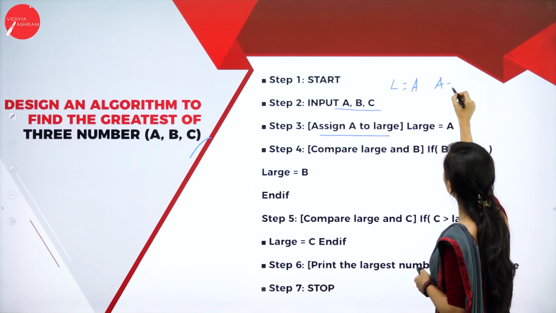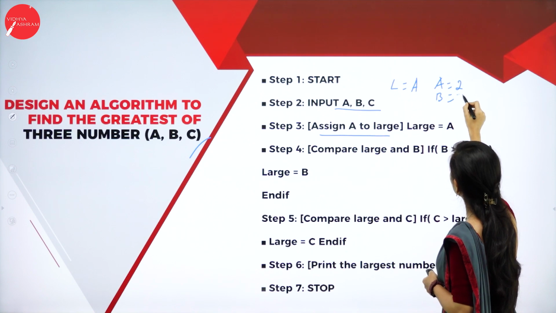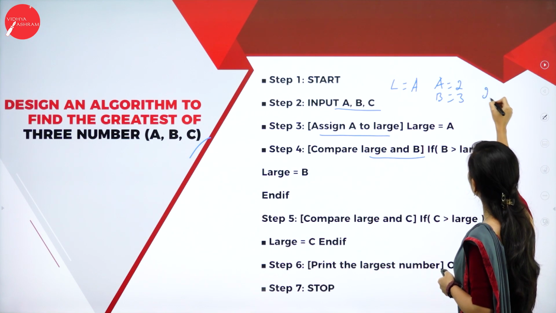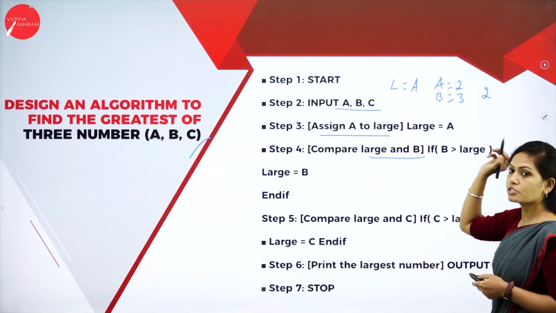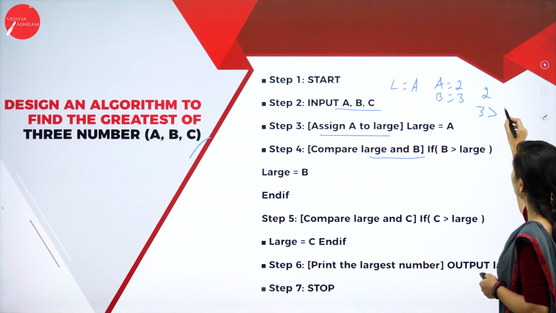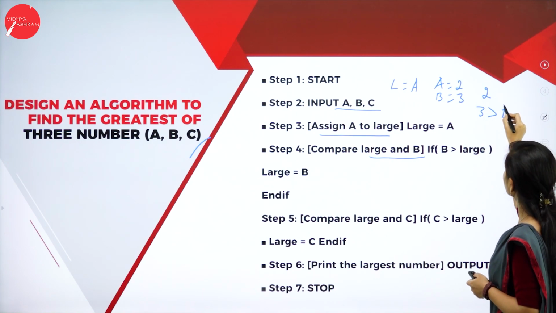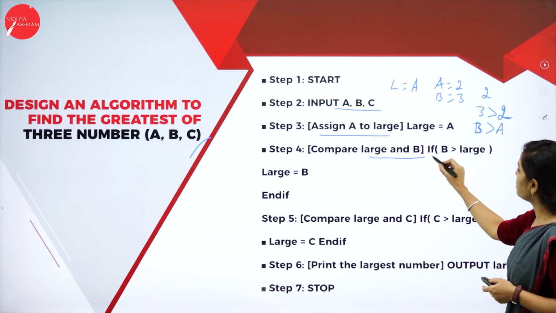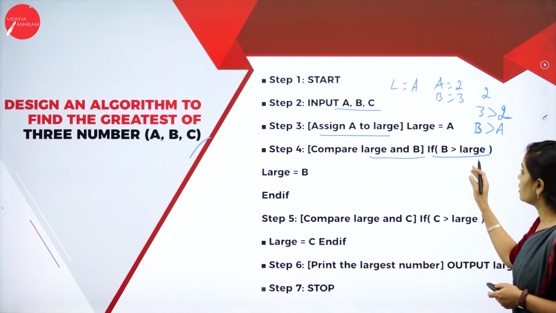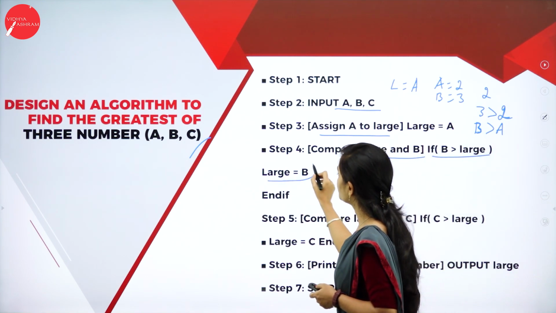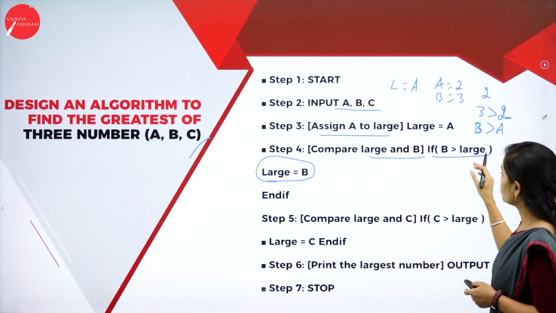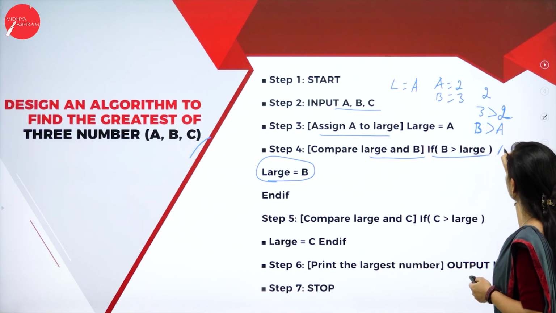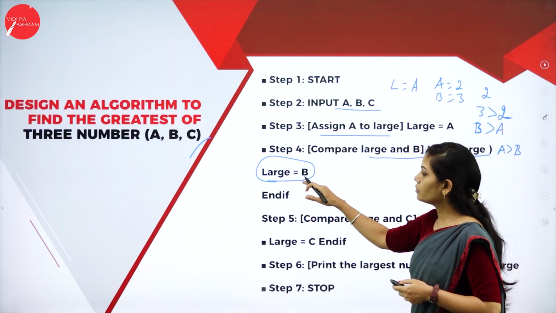Example, if A is equal to 2, B is equal to 3. So compare large and B. Large is equal to 2, B is equal to 3. So 3 is greater than large, right? 3 is greater than 2. So B is greater than A, B is greater than large, so large is equal to B. Clear? If A is greater than B, then large is equal to A only.